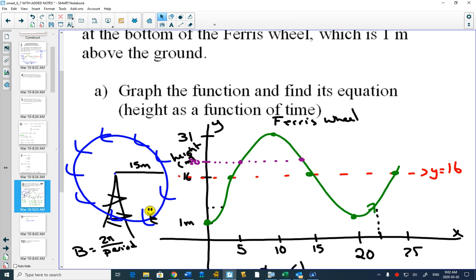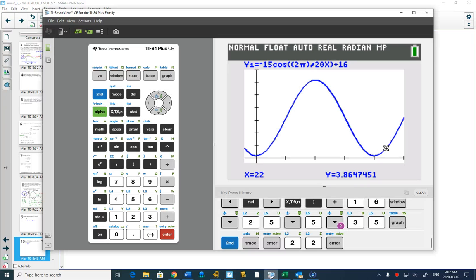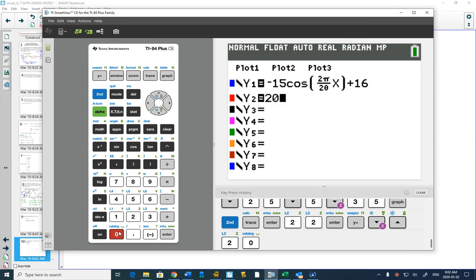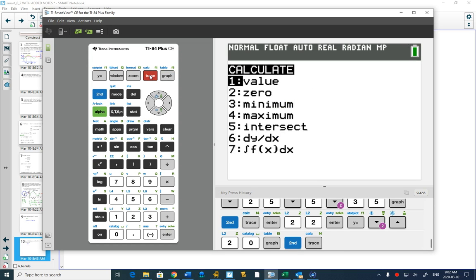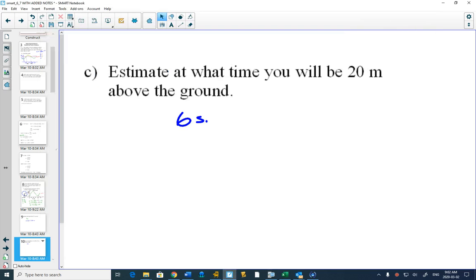How would we find that with our graphing calculator? So an estimate, can you say maybe at 6 seconds? So that would be our estimate. To find out our actual value, we would go to y equals, put in 20 for our second equation, and here calculate where they intersect. Enter, enter, enter. So 14.14.